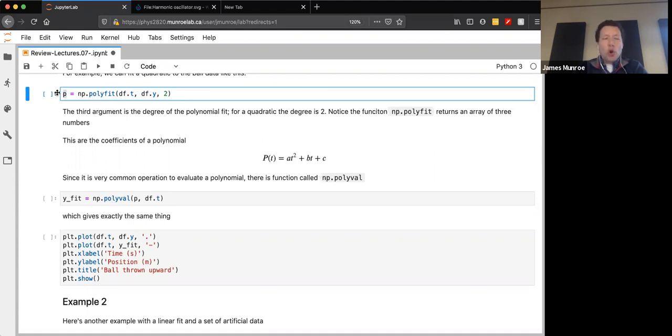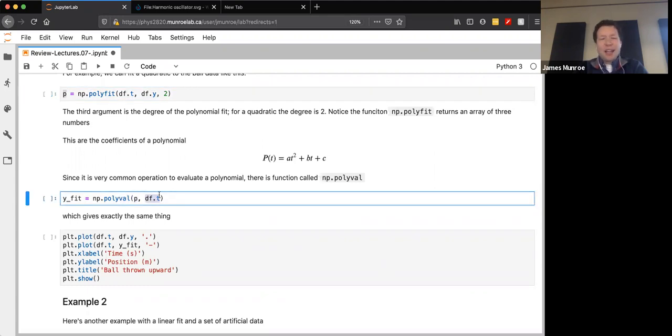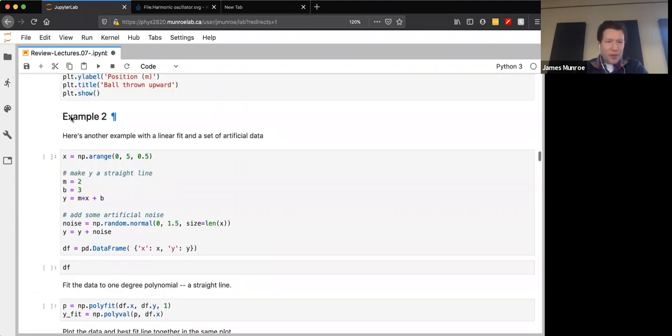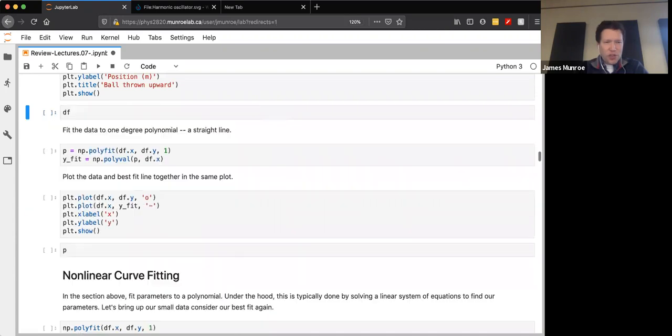P is a polynomial. It's represented by all of its coefficients, and you can evaluate those polynomials against any set of X values. And we have another example and another example. Let's get rid of those other examples because I think they just confuse the issue.